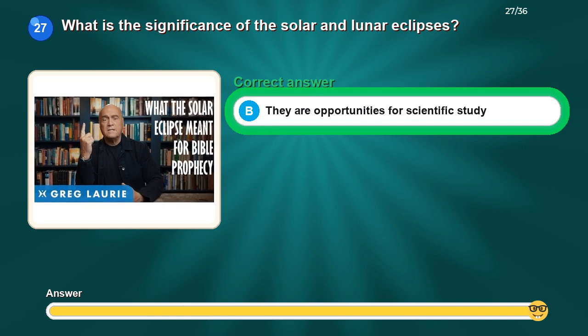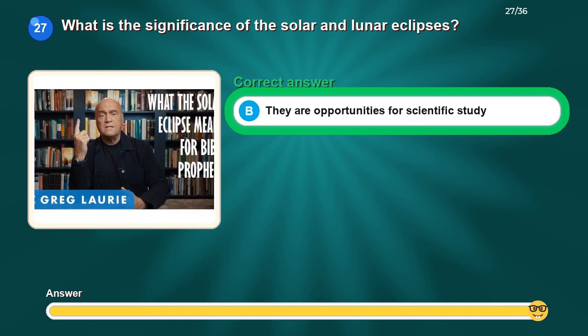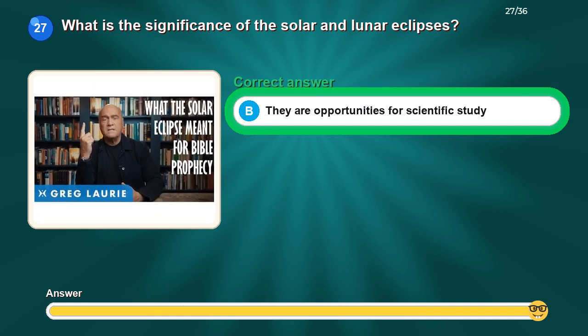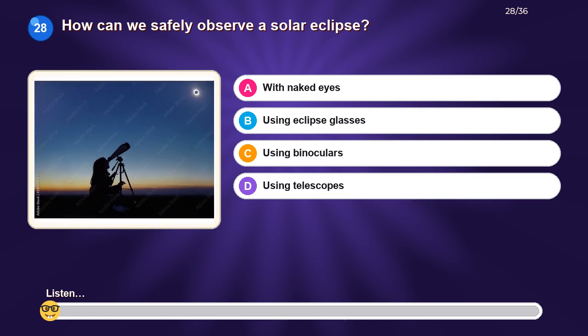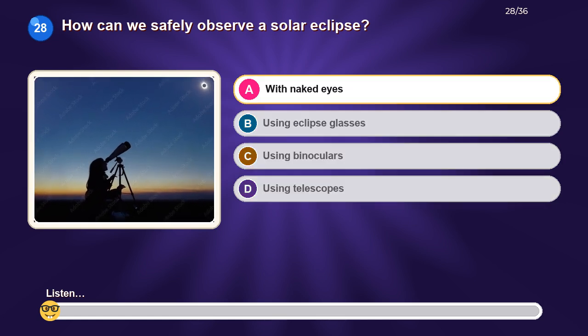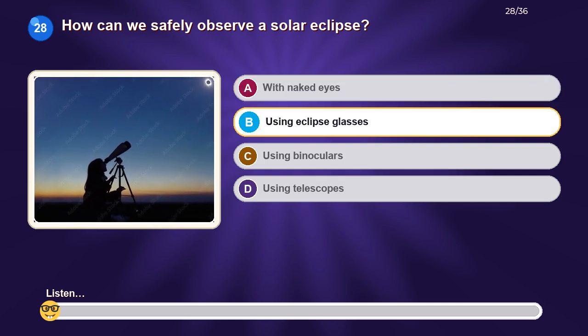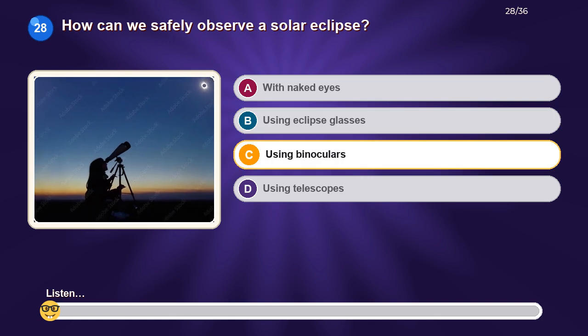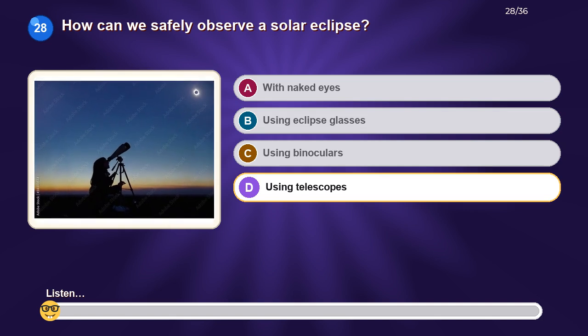The correct answer is, they are opportunities for scientific study. How can we safely observe a solar eclipse? Option A. With naked eyes. Option B. Using eclipse glasses. Option C. Using binoculars. Option D. Using telescopes.